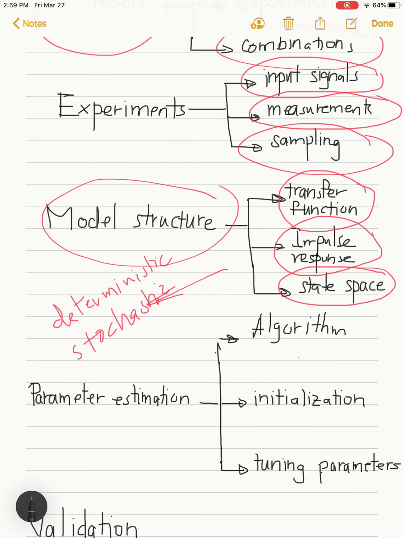And in stochastic models we have some signals that change randomly with respect to time. Actually, in our course here we will only consider deterministic signals. We are not going to consider the stochastic signals.